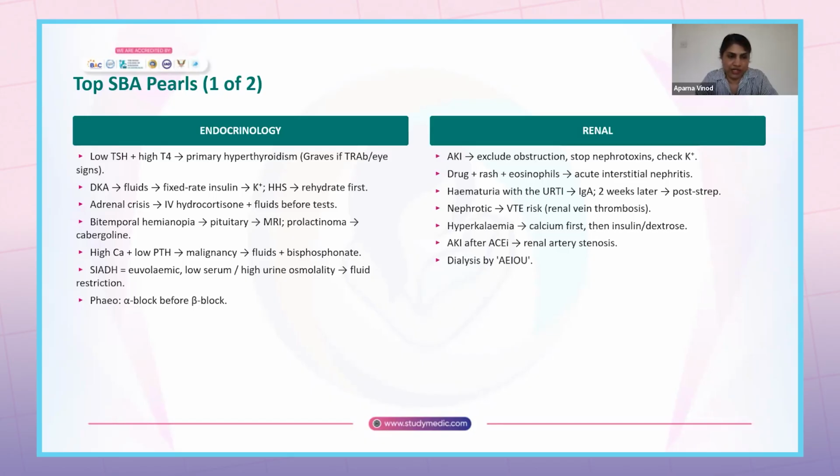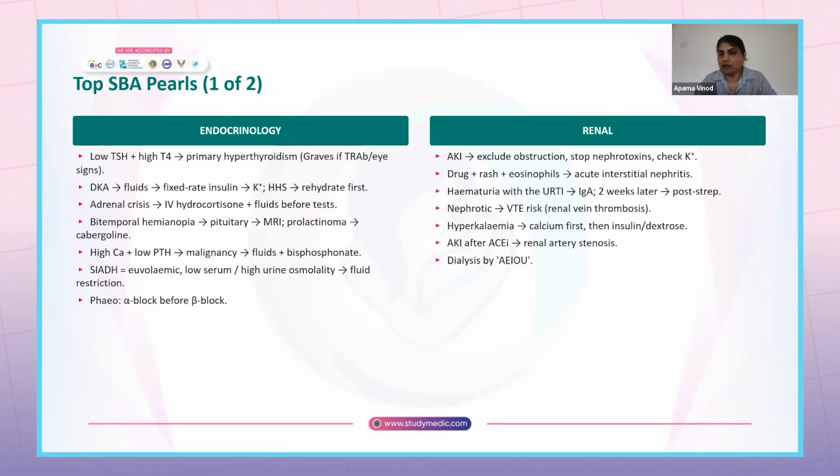When there is high calcium and low parathyroid hormone, it is always caused because of malignancy. Treat it with fluids and bisphosphonates. In syndrome of inappropriate secretion of ADH, the patient will show euvolemia with low serum osmolality and high urine osmolality. Treatment is fluid restriction. For pheochromocytoma, remember alpha blockade first before beta blockade to avoid hypertensive crisis.